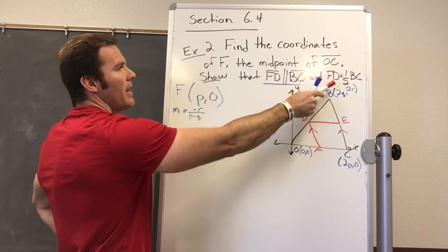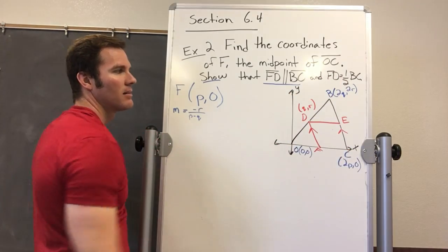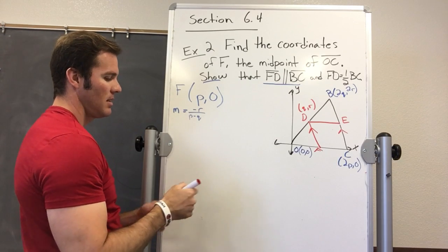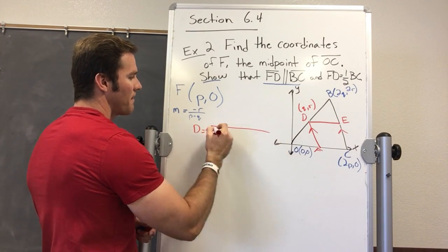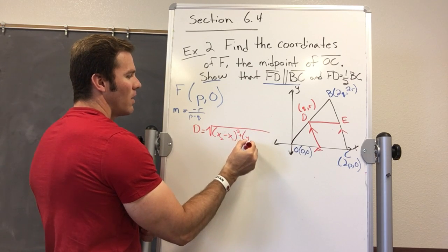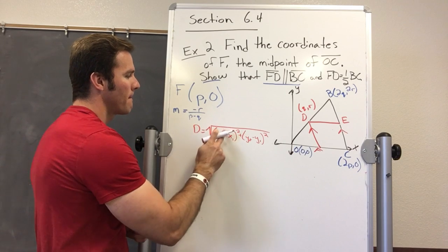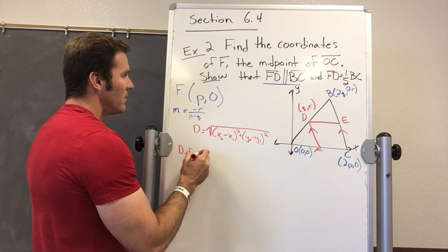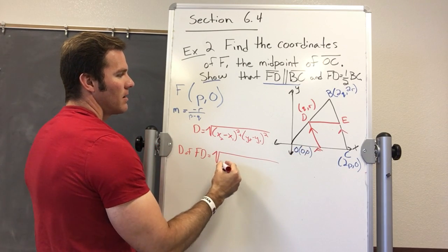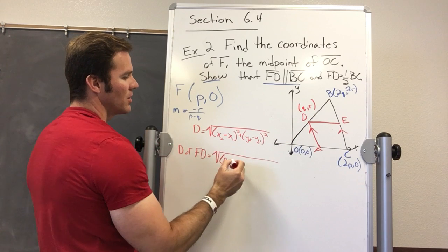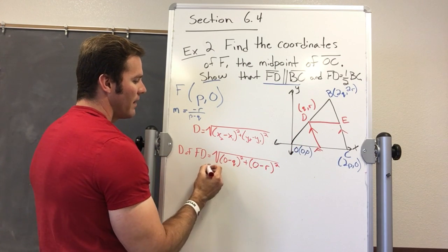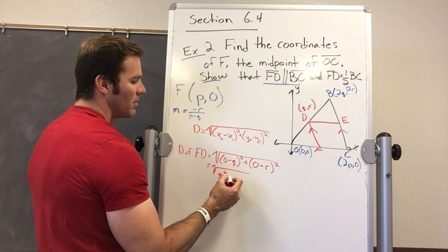We need to prove or show that FD is half the length of BC. Okay, so that means we need to find the distance from here to here and from here to here, and that is the distance formula. This is another one you guys must memorize. We use this all the time. It's the square root of x2 minus x1 quantity squared plus y2 minus y1 quantity squared. So the distance of FD is going to equal the square root of, we're going to go from the x, which is 0, minus the x over here, which is q squared, plus y is 0, y is r squared.